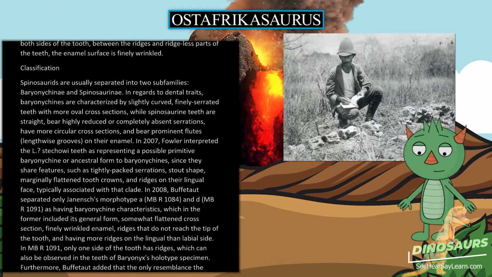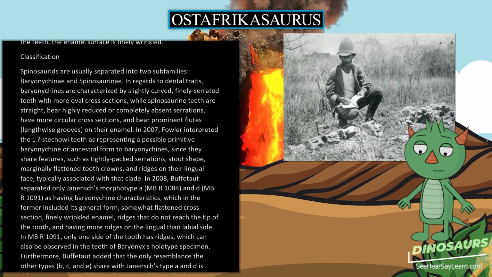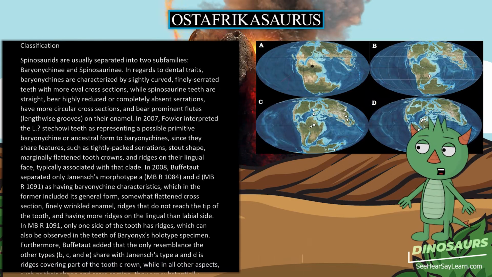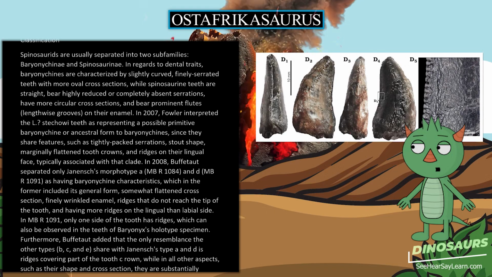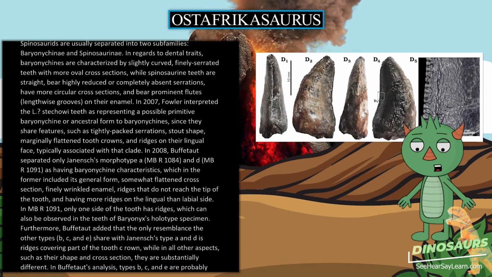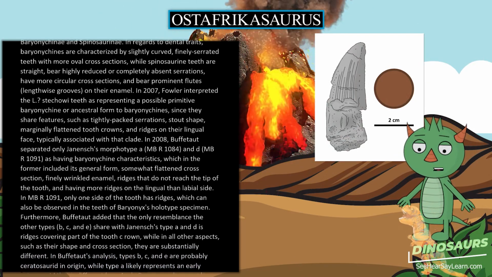In 2007, Fowler interpreted the L. stechowi teeth as representing a possible primitive baryonychine or ancestral form to baryonychines, since they share features, such as tightly packed serrations, stout shape, marginally flattened tooth crowns, and ridges on their lingual face, typically associated with that clade.